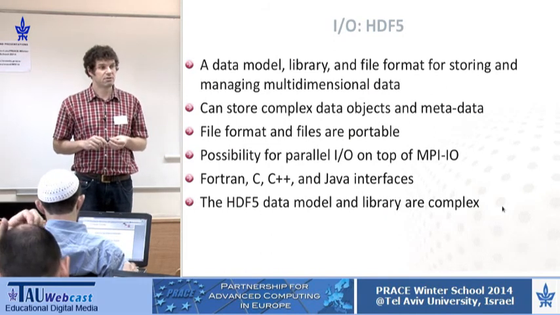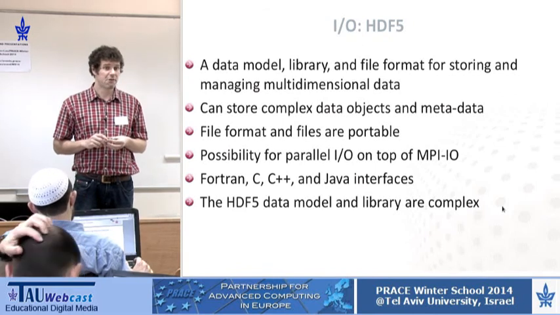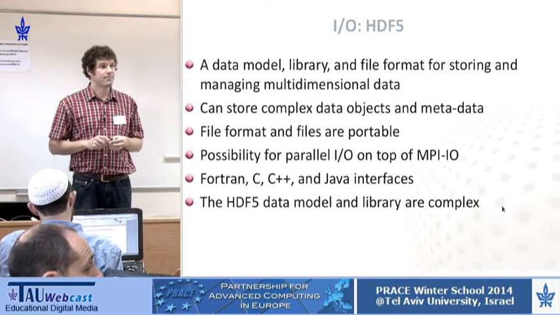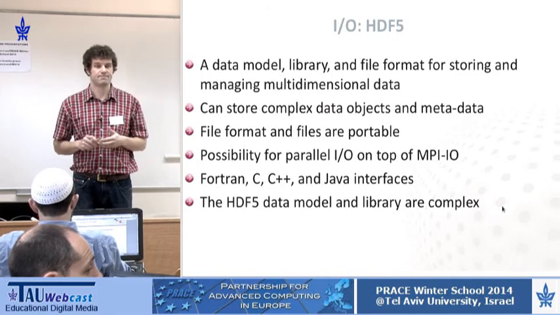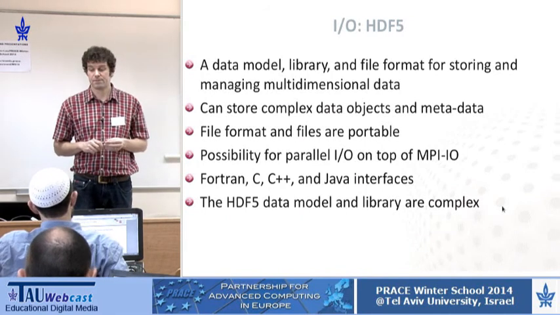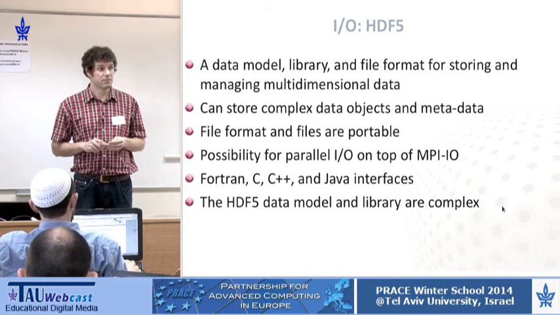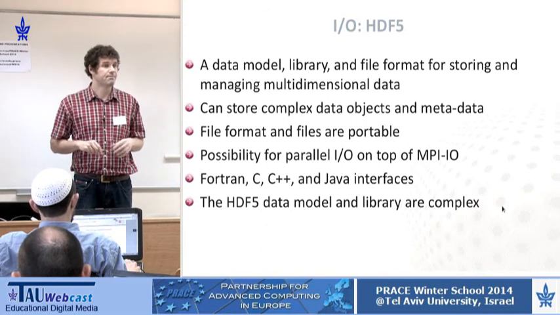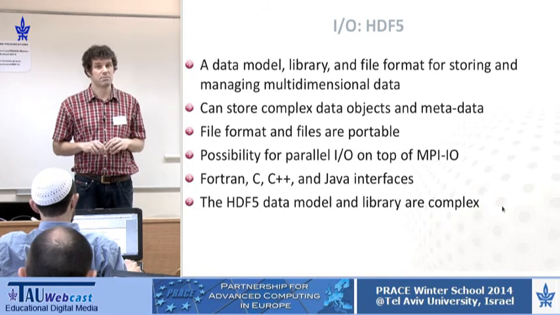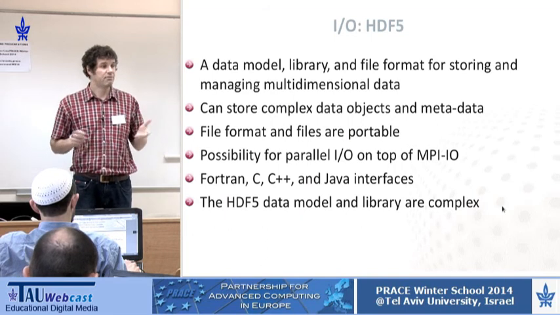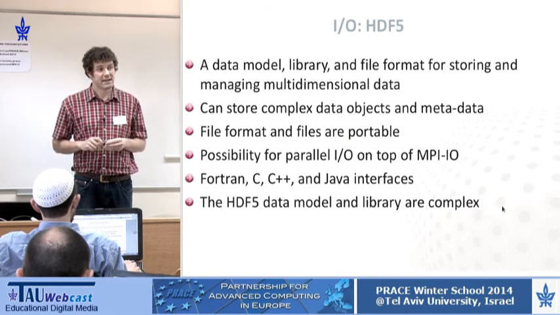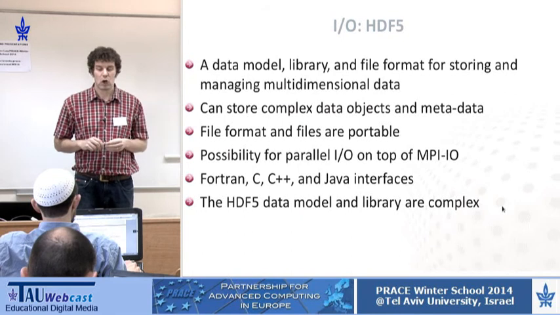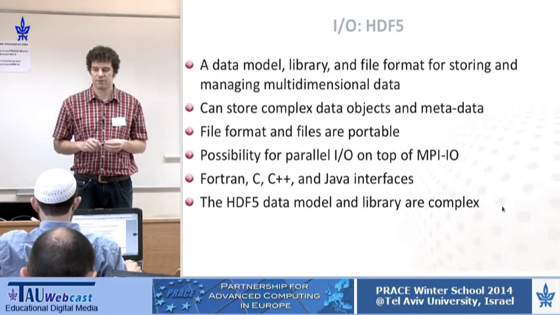Most often it's used for storing multidimensional arrays. It can also store more general or complex objects, and it's easy to attach some metadata to the actual multidimensional arrays you're working with. The file format and files are portable. That's one of the nice things. So if you are creating an HDF file on some IBM Blue Gene machine, for example, and move it to some Linux cluster which has a different endianness in the format, you can just use the same file without any problem. The library, and in principle the file format, takes care of those things.